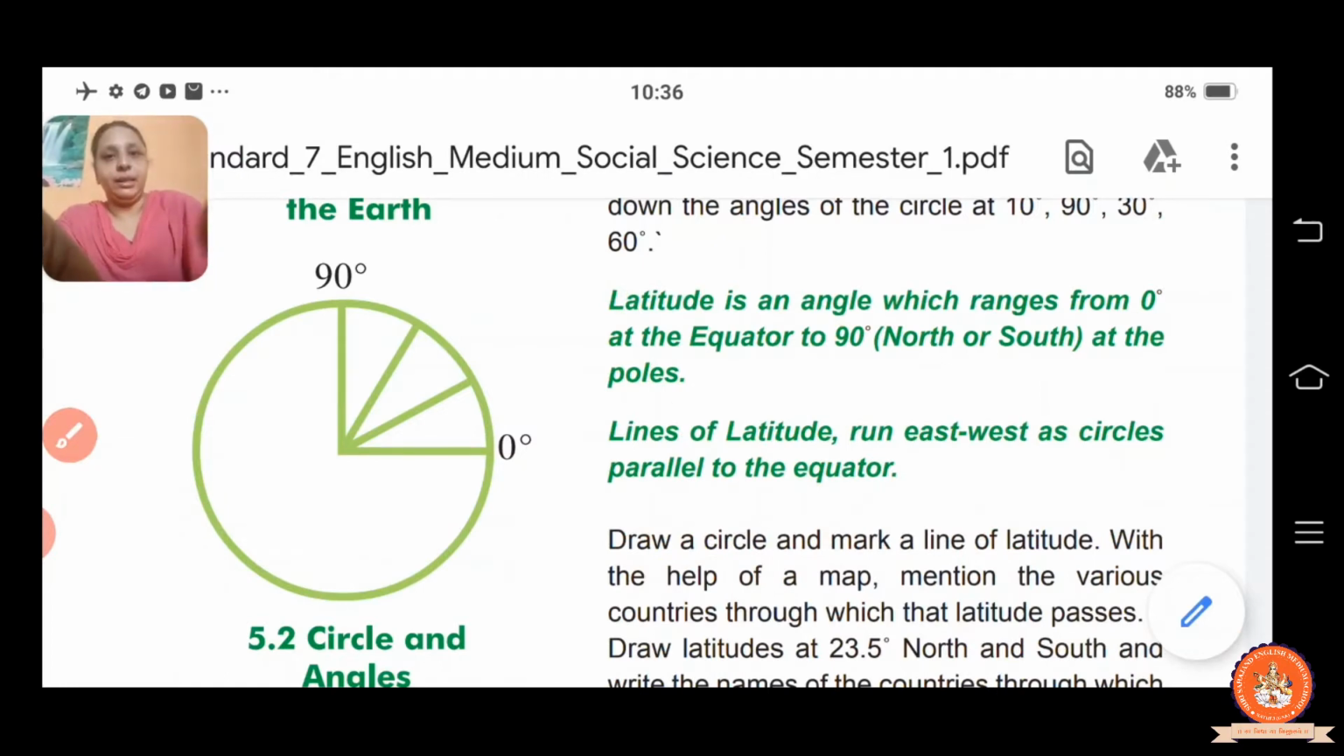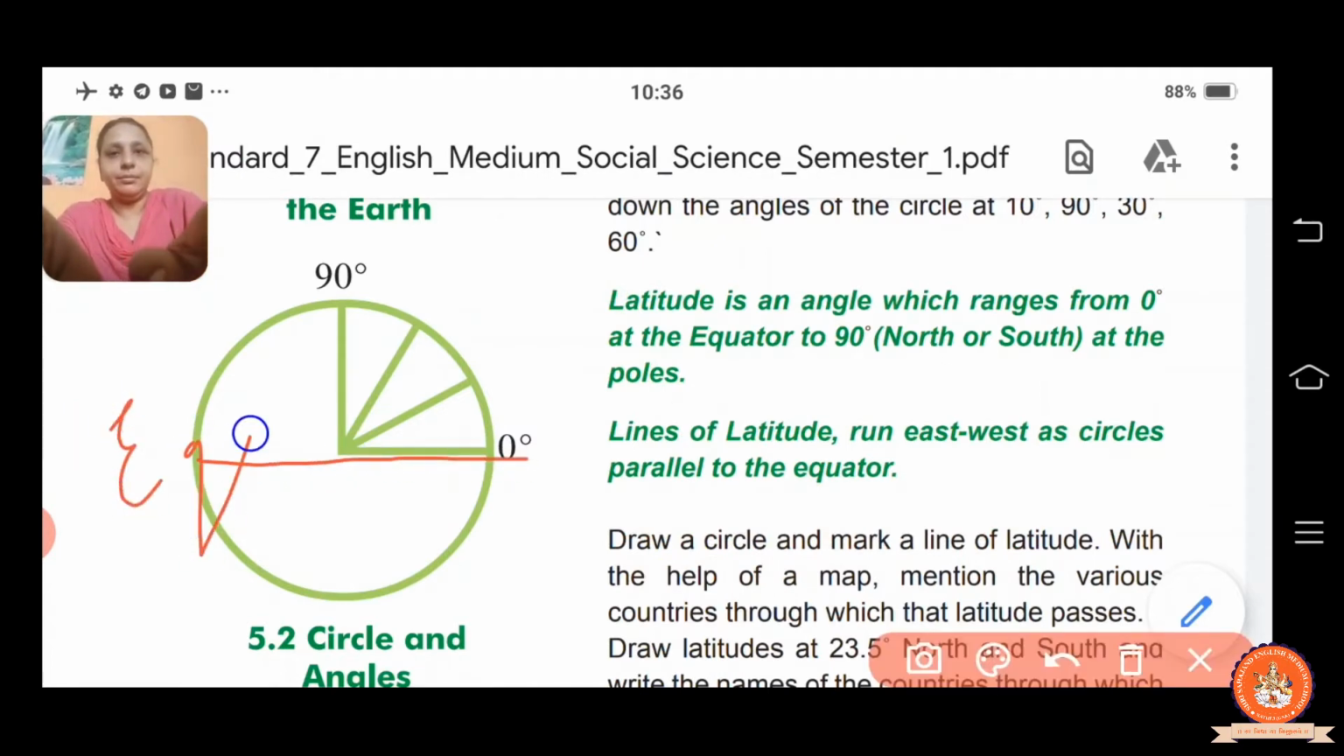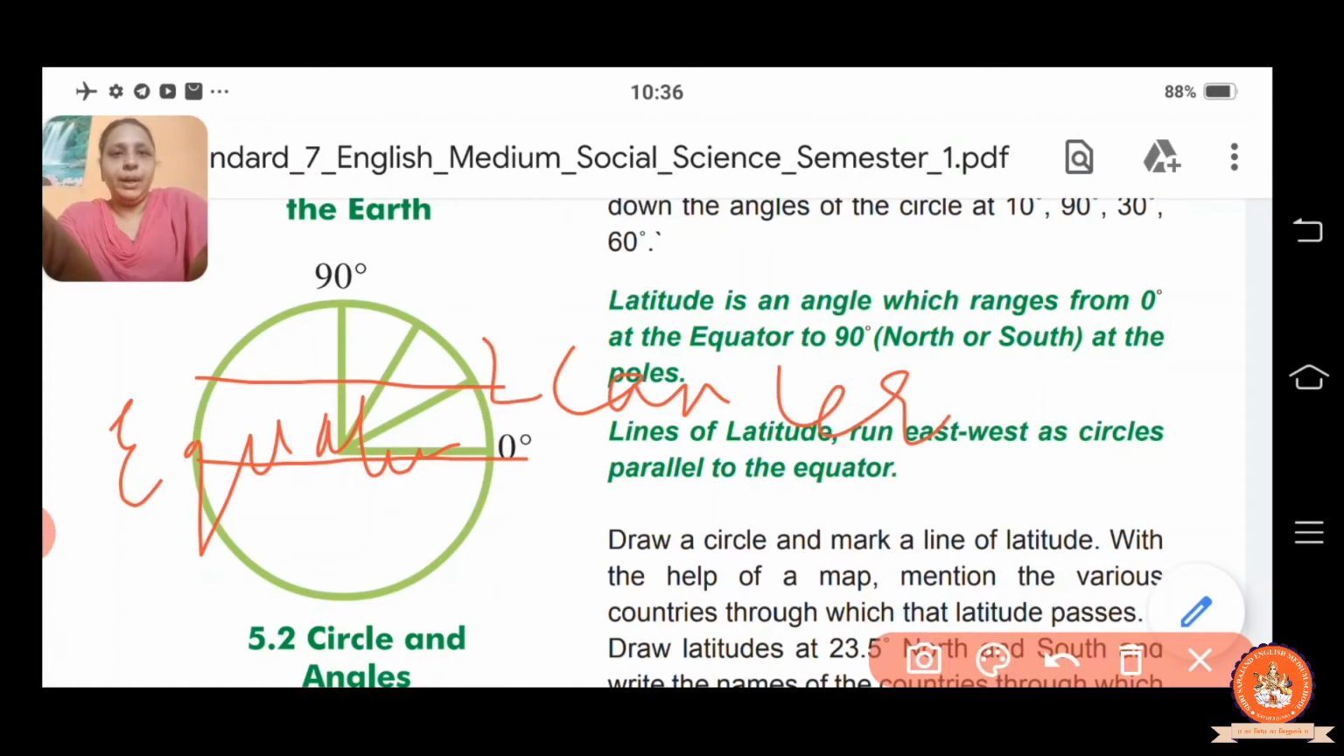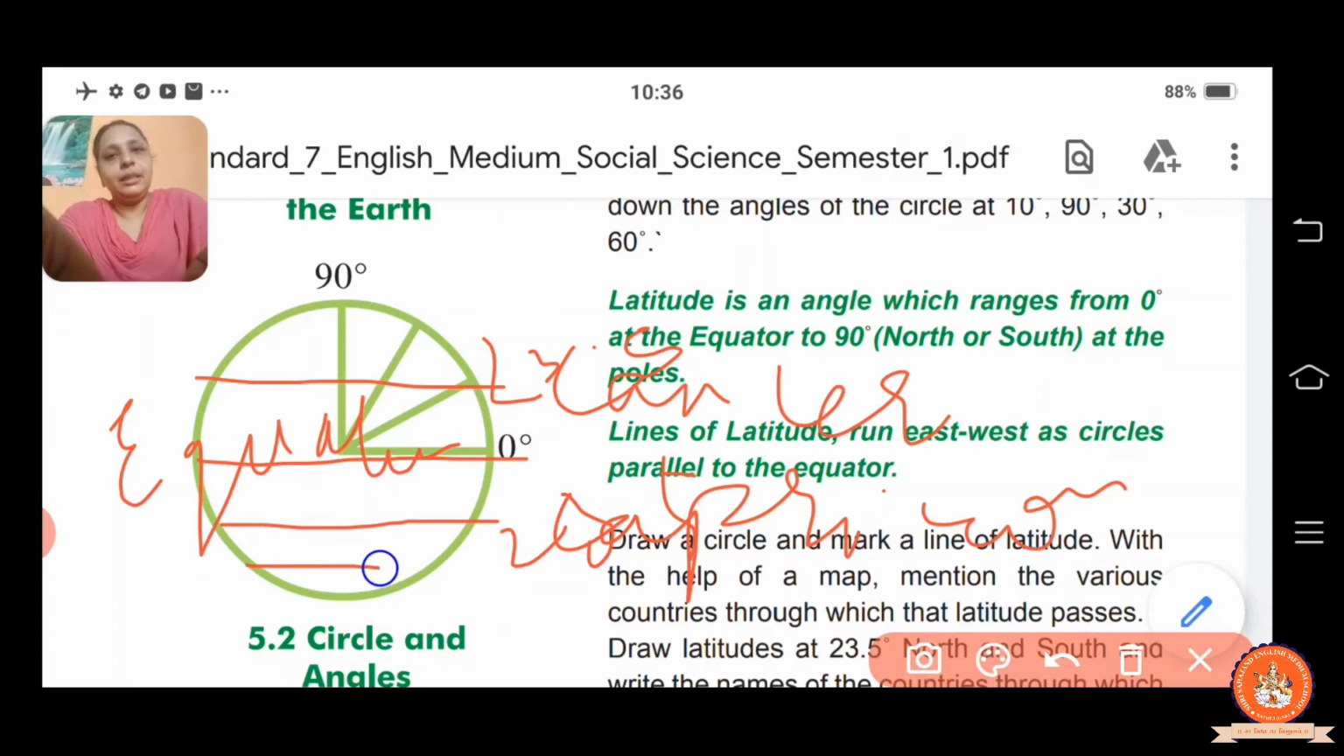Sorry, I will clean and draw again. This is the equator. This is the Tropic of Cancer, 23.5. Tropic of Capricorn, 23.5. This is the frigid zone.